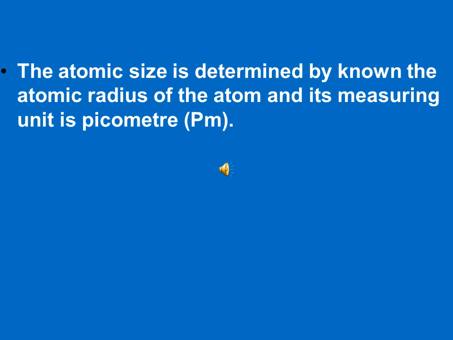And because the atom is very small, we can't see the atom. So its radius is not measured by a meter, it's measured by a very small measuring unit called picometer or PM.